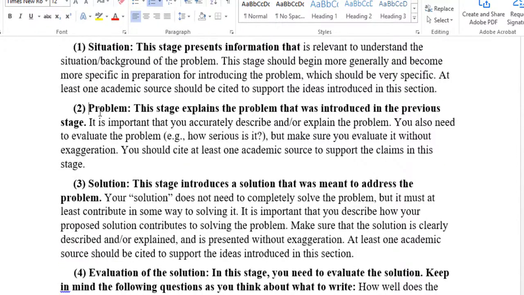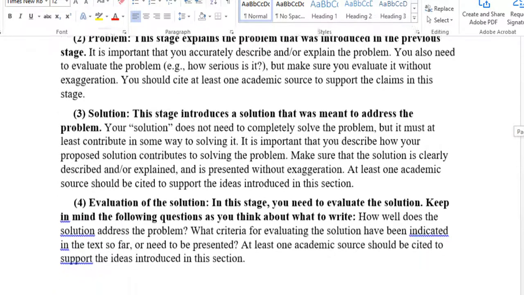Stage 2 is the problem. So this stage explains the problem that's introduced in the background. I always write the second paragraph first. I think it's really much easier to identify your problem and then go back and write the situation and background that's causing the problem. So I would say in your draft, start with paragraph 2 and then write paragraph 1. So it's important that you accurately describe and explain the problem, being sure to let your audience know how serious it is. You should cite at least one academic source in this paragraph as well.